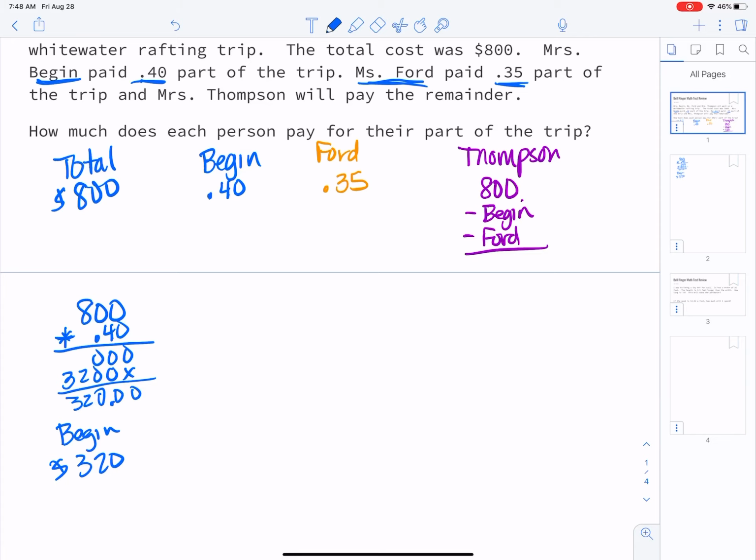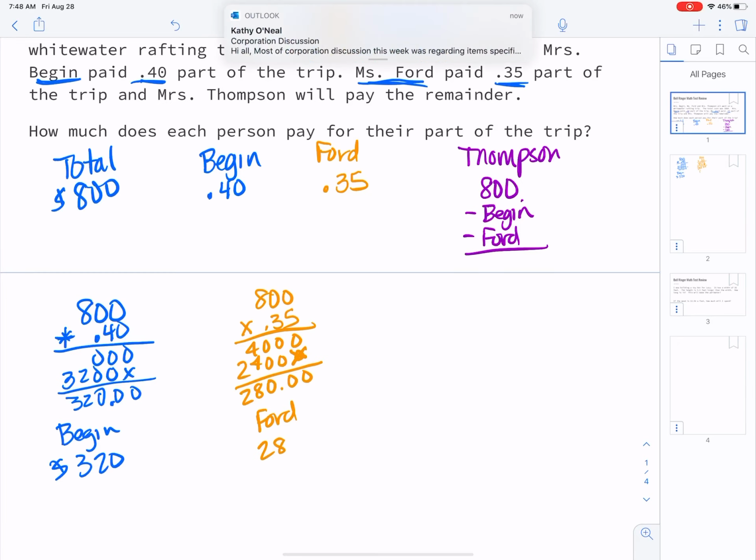Okay? Miss Ford will pay 800 times the 0.35. So 8 times 35 gives 280. Miss Ford pays $280.